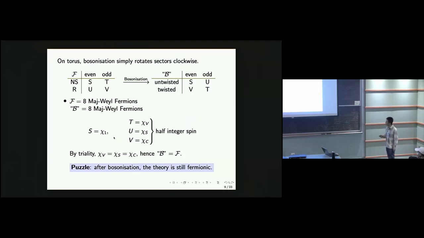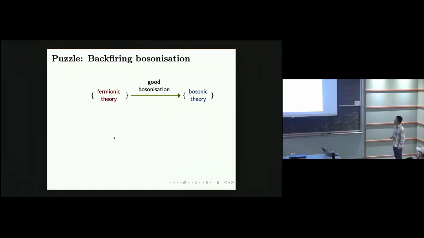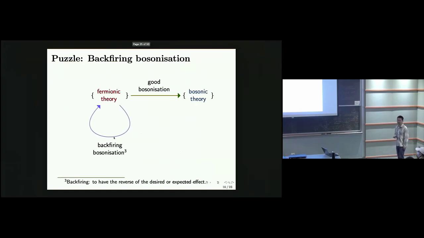So the puzzle is that after bosonization, the theory is still fermionic. Okay, so let me abstract the puzzle using this diagram. A good bosonization is a bosonization which maps a fermionic theory to a bosonic theory. But here we found an example where if you start with a fermionic theory, you do the bosonization, and you get a fermionic theory back again. So this is what we call the backfiring bosonization.